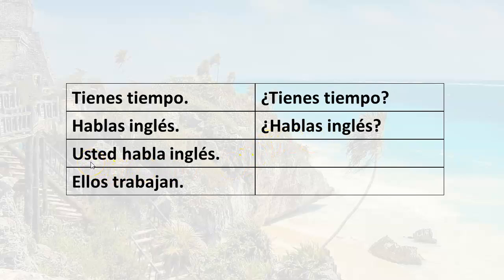The next statement, you speak English. Usted habla inglés. Notice that this is the formal you. This one here is the informal you with the tú, but the tú is not necessary because of the AS ending. So here we have, usted habla inglés. You speak English. To ask the question, do you speak English? Remove the period, add the question mark, and adjust your intonation.